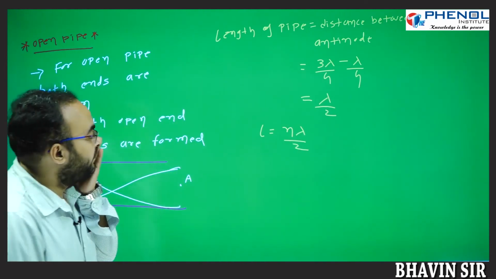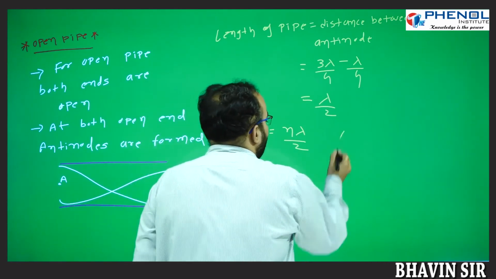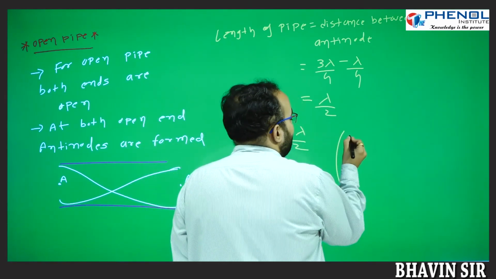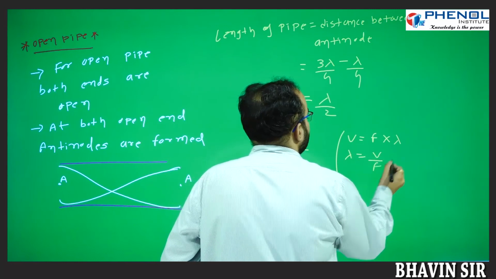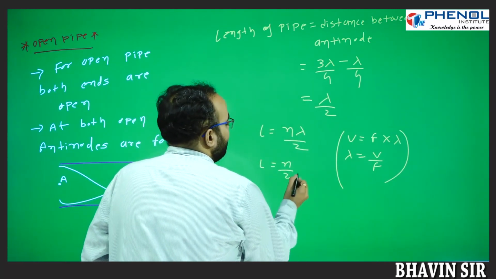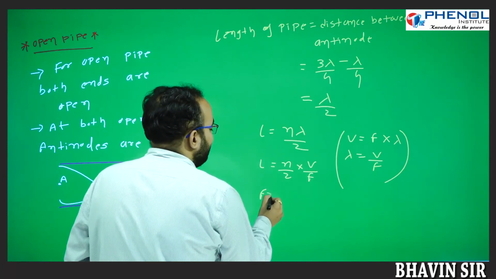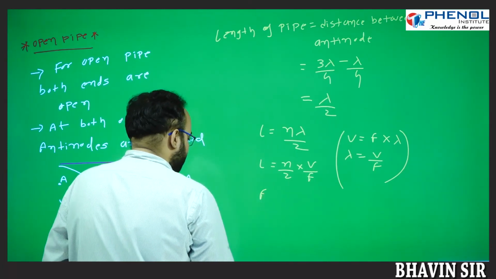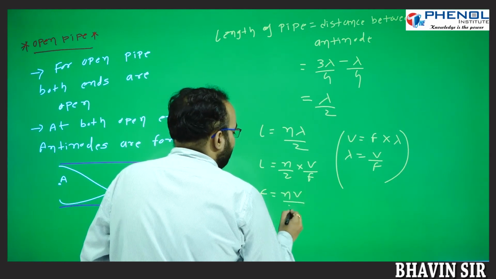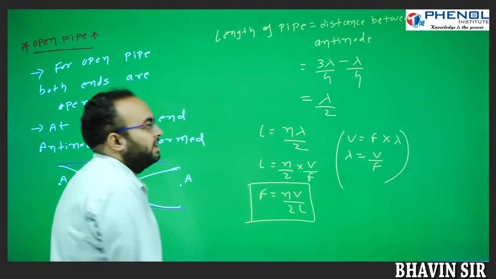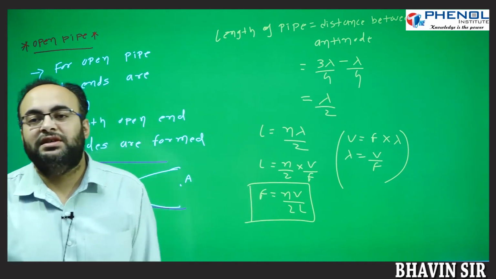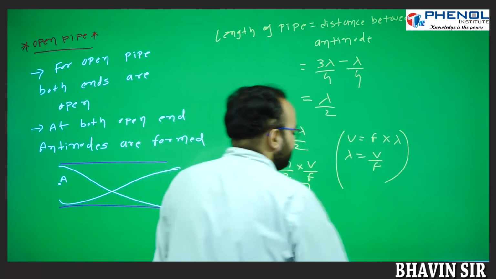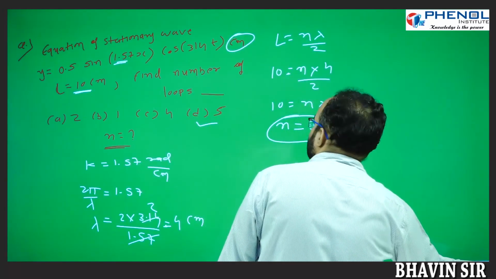Okay, chalo now again the speed formula. Speed is equal to frequency into lambda. So lambda is equal to speed by frequency. So what is frequency? NV by 2L. So students, this is the same answer as for a stationary wave.